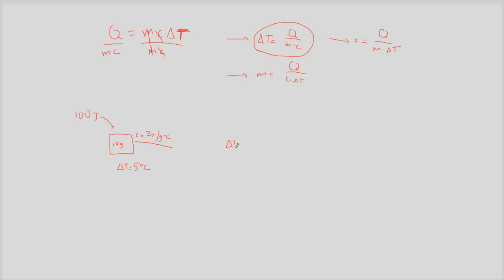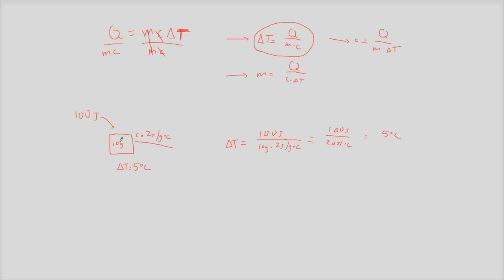So delta T equals Q, 100 joules, divided by the mass, 10 grams, times the specific heat, which is 2 joules per gram degree Celsius. Okay, what we get is kind of what we just did, right? We said 100 joules divided by 20 joules per degree Celsius. That's kind of what we just talked about. And that gave us 5 degrees Celsius. Look at us go. So there you go.